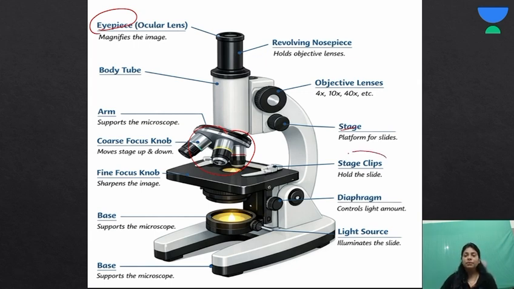Now you have stage clips. These are used to hold the slides in position so that even if there is a slight movement in the microscope, the slide doesn't move and the parameters you have set for clear visualization do not get disturbed. Now, there is a diaphragm, which is used for controlling the amount of light. If there is too much light, you cannot see things clearly because it becomes too bright, and if the light is too dull, you cannot see them clearly either. So you can adjust that light with this diaphragm.